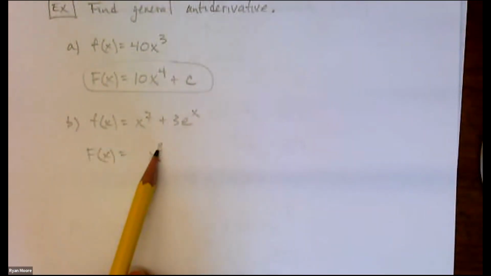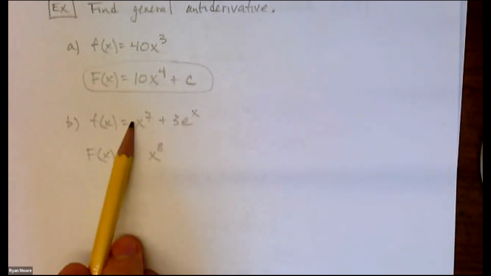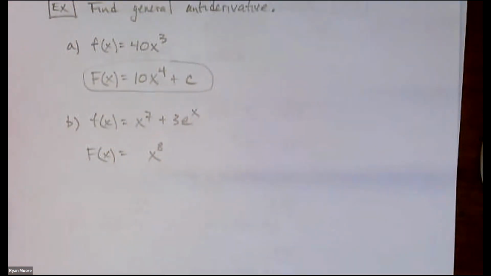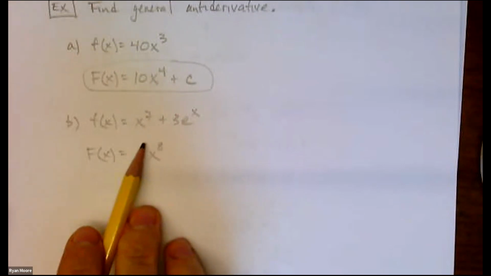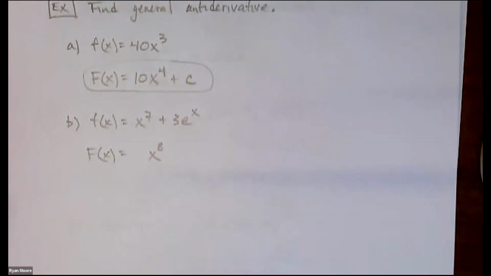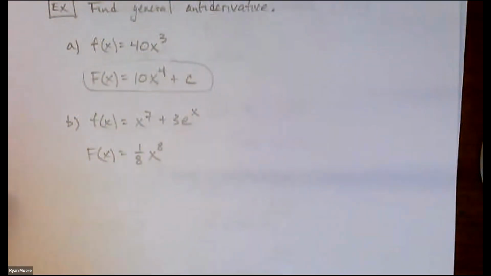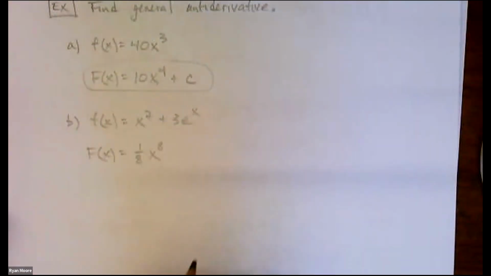But then in a derivative, this 8 would multiply down, yet I don't see a number in front of x to the seventh. So what's happening there? Well, whatever it multiplied with, it canceled out and we just got the 1. So it must be 1/8 x to the eighth. So when that 8 multiplies, it cancels out. Okay, very nice.